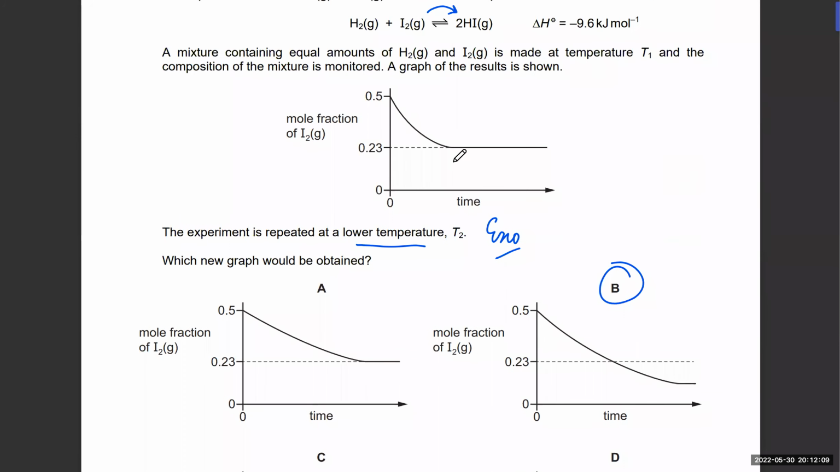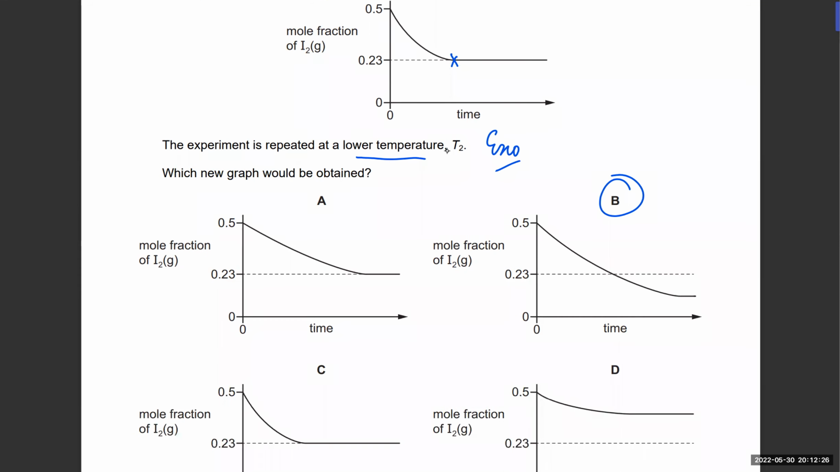And this is the point where equilibrium reaches, right? Because initially the reaction is happening, but then equilibrium reaches. When equilibrium reaches, the rate of forward and backward reaction becomes equal. So that is when the quantity of I2 will not change. And over here, the equilibrium is getting reached at this point. It's also slower. It's taking a much longer time for the equilibrium to reach.